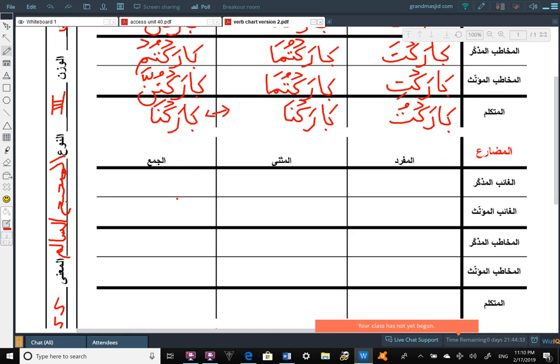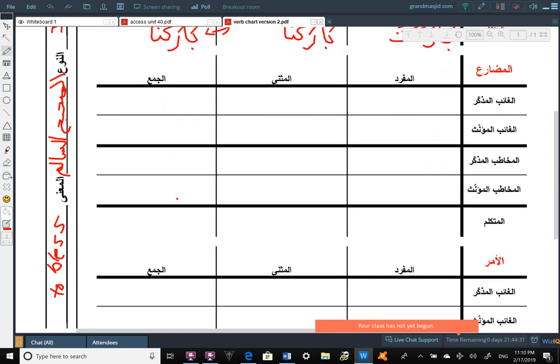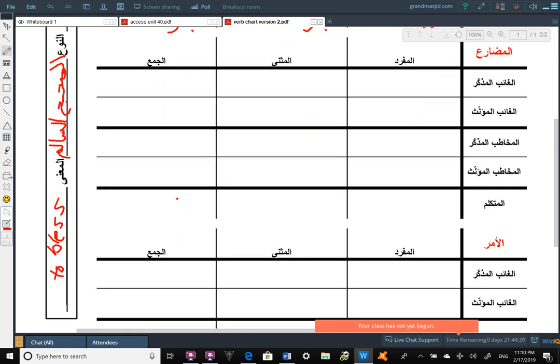The mudari', we're going to add the present tense letter here. We're going to add the present tense letter. And we're going to put a dhamma on it in this form as well. And we're going to put a kasra on the second letter. Just like we did in the second form, except we had the shadda without the alif. But the same thing, yubariku. It's going to be the same.